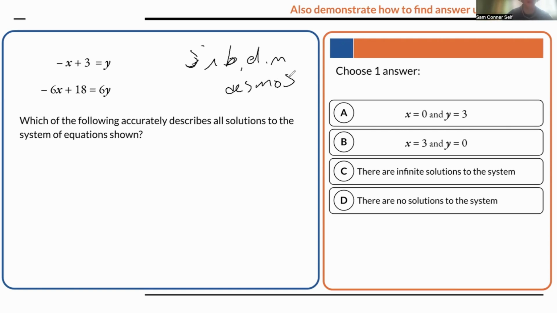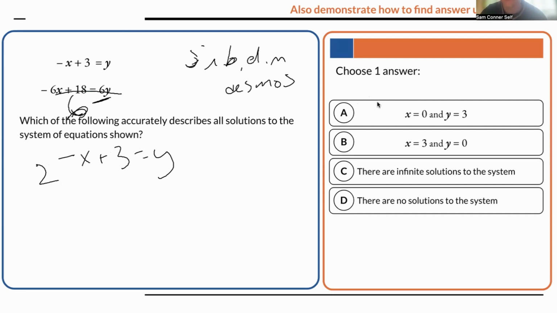But it might also be worth it just to further isolate y on this side of the equation and see where that gets us, because that's also going to help if you decide to use one of these methods. So if we want to further isolate y on this side, we're going to divide this whole equation by 6 to get negative x plus 3 equals y. And now we've fully isolated the y variable on the right side of that equation.